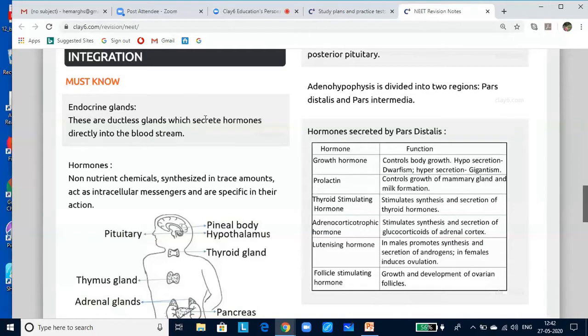Now ducted glands are called the exocrine glands. These glands have ducts and they secrete their secretions into the duct. And ducts carry them to the site of action.